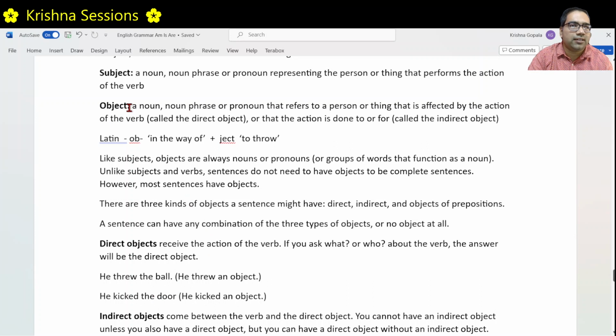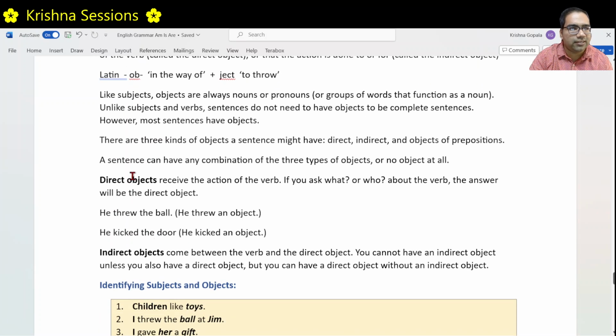This word object is derived from Latin, which is ob plus ject. The meaning of ject is to throw. Ob is in the way. A verb is thrown and this object catches the verb. Object intercepts the verb. Object comes after the verb. The object catches the action of the verb. He threw the ball. If you visualize, threw is a verb and this ball is catching the action of this verb. That is object. And this is direct object.